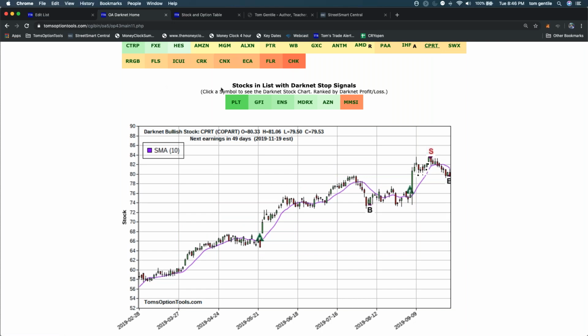CPRT. Does anybody in here like that trade? You like the chart?